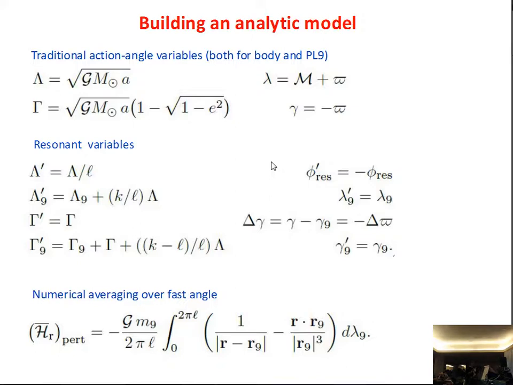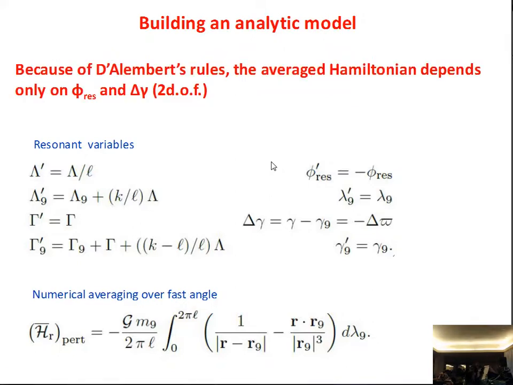Once we do that, because of the D'Alembert rules, we know a priori that the final averaged Hamiltonian will depend only on two angles. One is the critical angle of the mean motion resonance, phi, and the other will be the difference in perihelion longitude. These two angles move with completely different time scales. This is a mean motion resonance angle, so its frequency will be the square root of the mass of the perturber, and this is a secular angle, so its frequency will be linear in the mass of the perturber.